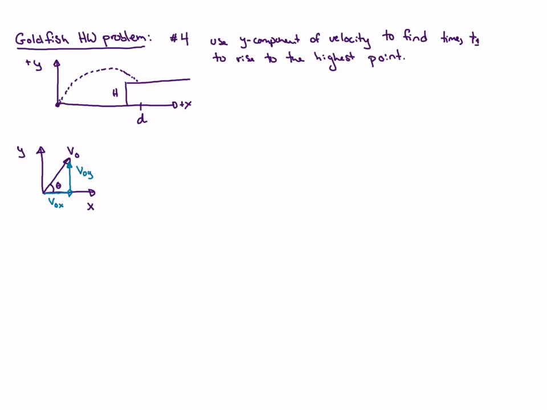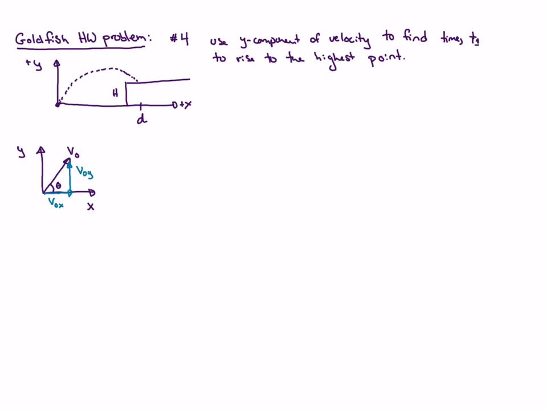So here in number 4, it says use the y component of velocity to find time t1 to rise to the highest point. And that velocity, it means, is the initial velocity. So it wants us to use this v naught y component of the initial velocity to figure out t1, the time to get to the highest point, the apex. So here that means we're using v naught y as a known, and t1 is our goal. I'm going to do some of the analysis here, and this would be a good place to pause and try the analysis on your own.